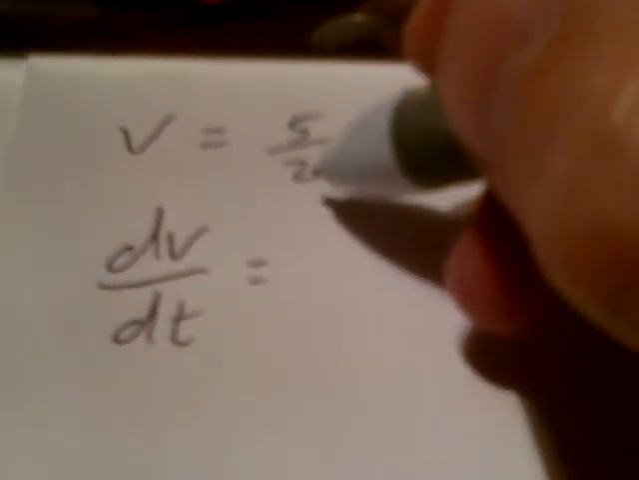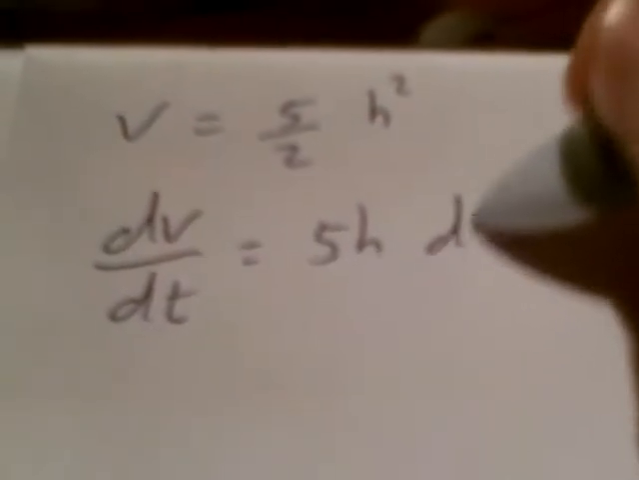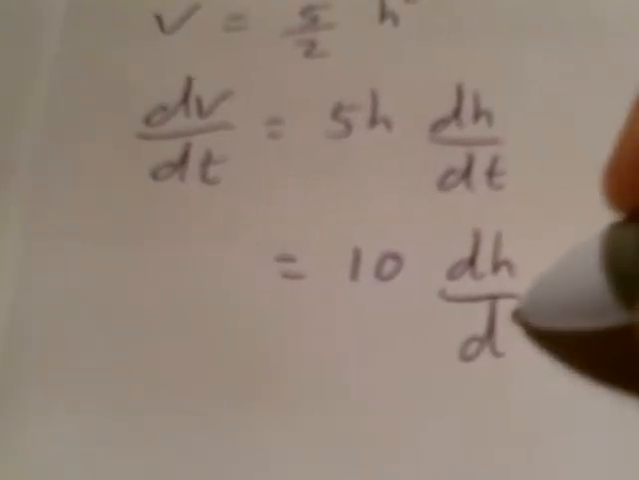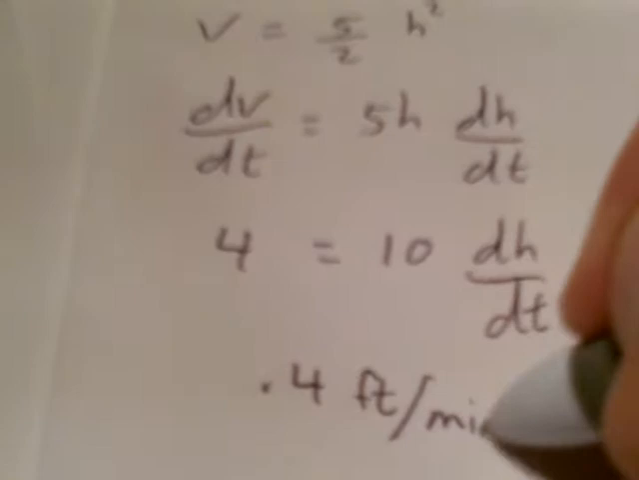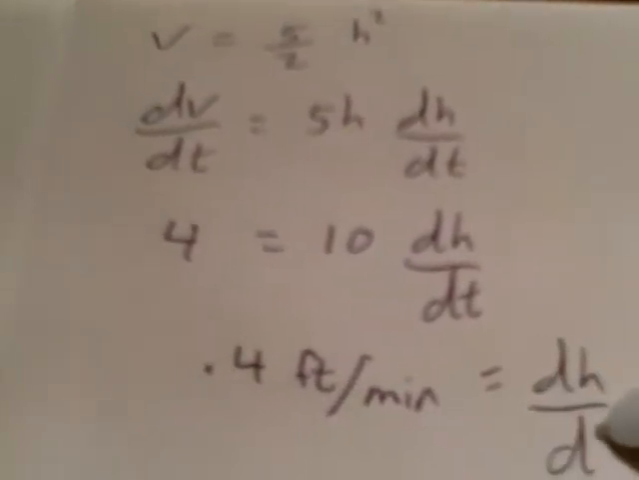So again, just do the derivative, easy enough. So we do dV/dt equals, the 2 is going to come down in front and cancel off the 2, so we're going to have 5h dh/dt. And we know the height is supposed to be 2 feet, so that's obviously going to be 10 dh/dt. And the water is flowing in at 4. So we divide both sides by 10, and we get 0.4 feet per minute equals dh/dt.